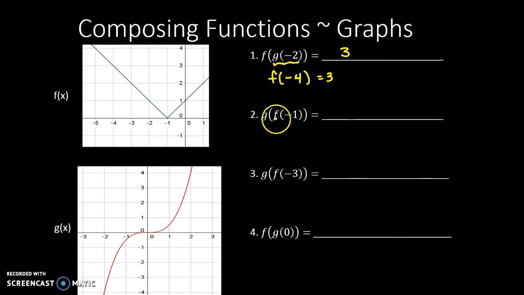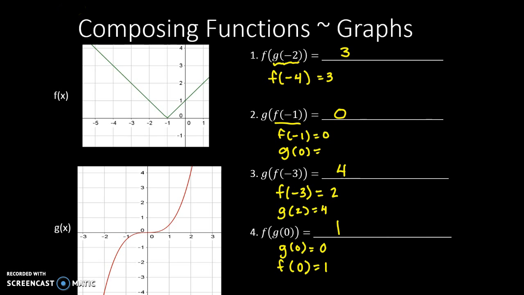So for number 2, f of -1 is where we start. F of -1 is going to be 0, because if the x-coordinate is -1, the y-coordinate is 0. So then we want to find g of 0. So g of 0 is also 0. I encourage you to pause the video and try to do 3 and 4 on your own, and then come back and see if you did them right. So when I did 3 and 4, I got 4 and I got 1.